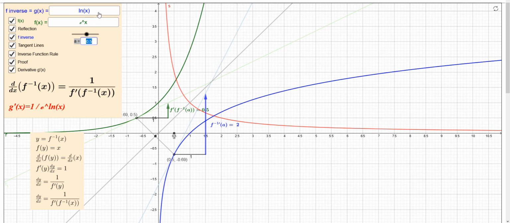So with this GeoGebra app, you can put in any function you want here that you want to find the derivative of. Put in something here where that's the inverse function where you know the derivative of it, and then you can use this to investigate that situation.